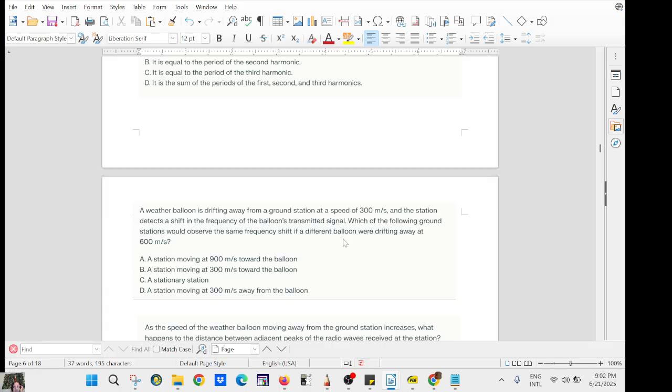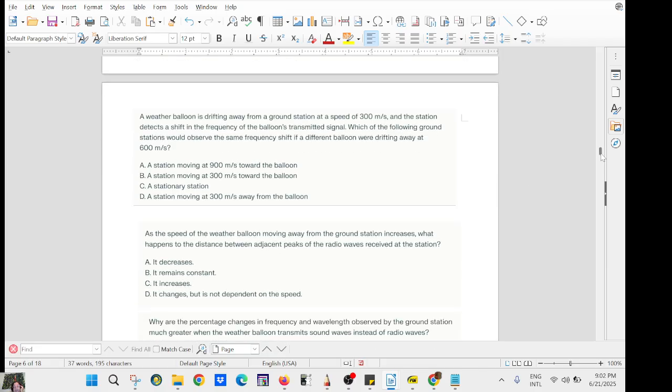Now, if you have a different balloon and you want to have the same shift in frequency, if the balloon is moving away at 600, the station has to move at 300 toward the balloon. So the relative speed will be 300. So we'll get the same shift in frequency. So you can pause the video. And the balloon is moving away.